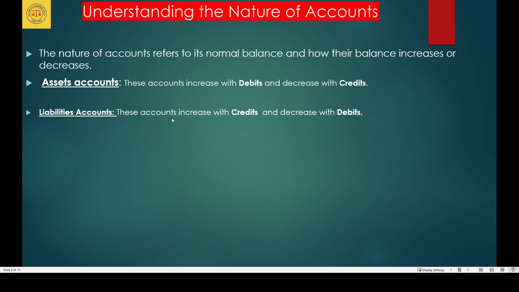Liabilities. These accounts increase with credits. This is the opposite of the assets. They increase with credits and decrease with debits. Same philosophy. If the balance is negative, it means that the total debits are higher than the total credits. That should not be. So again, you have to find out why and make the necessary adjustments.